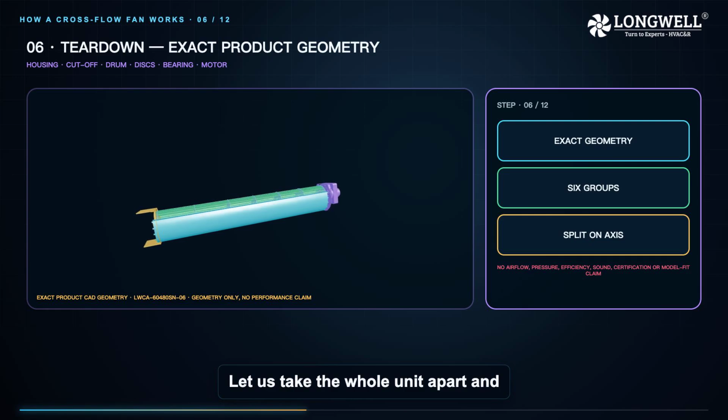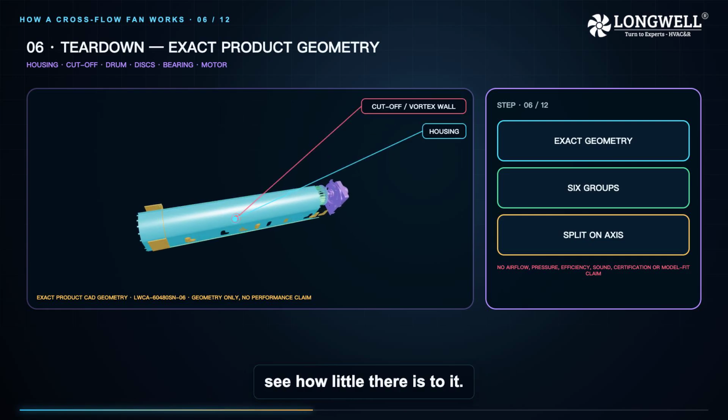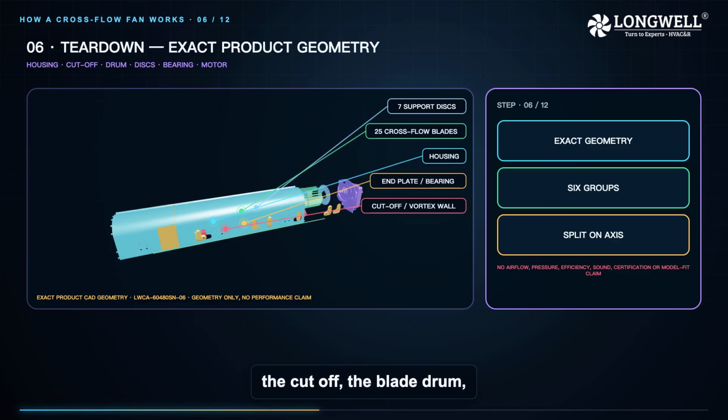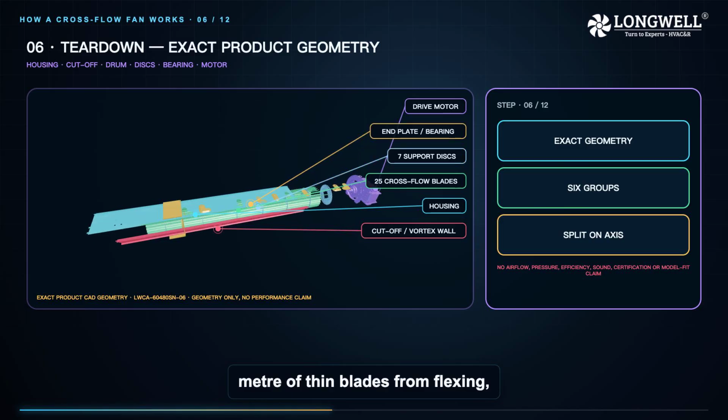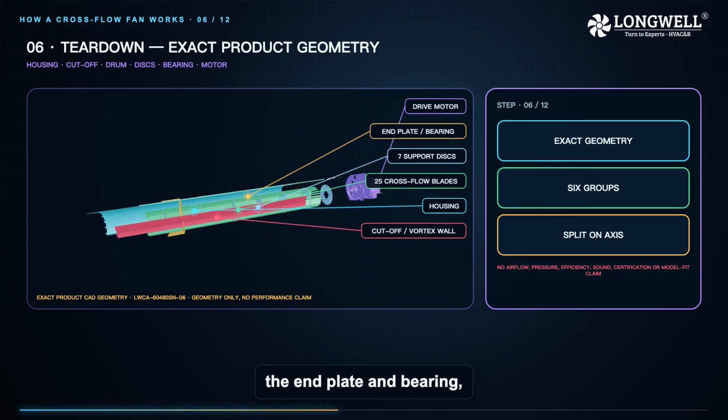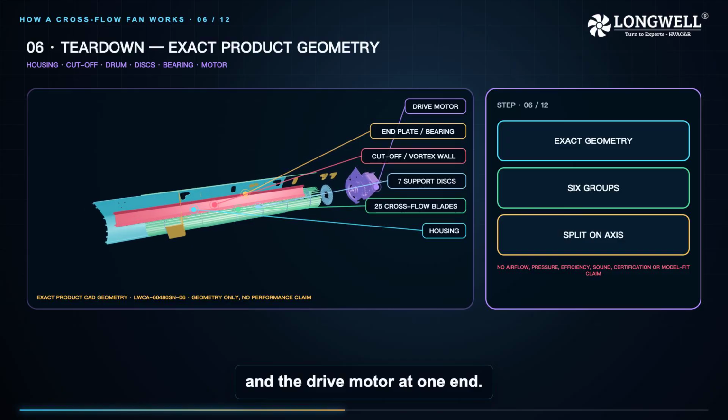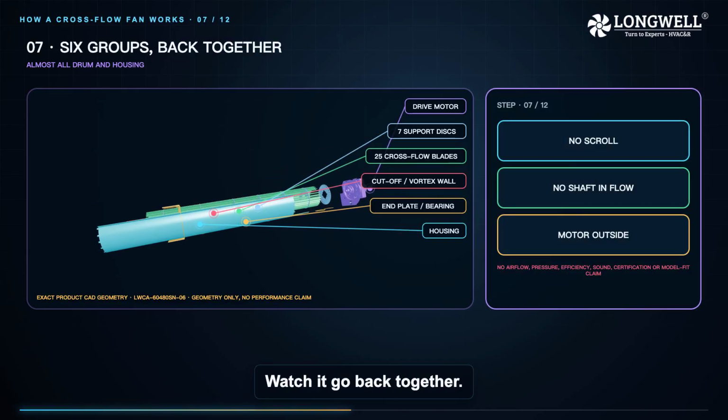Let us take the whole unit apart and see how little there is to it. 6 groups: the housing, the cutoff, the blade drum, the support discs that stop a half meter of thin blades from flexing, the end plate and bearing, and the drive motor at one end. Watch it go back together.